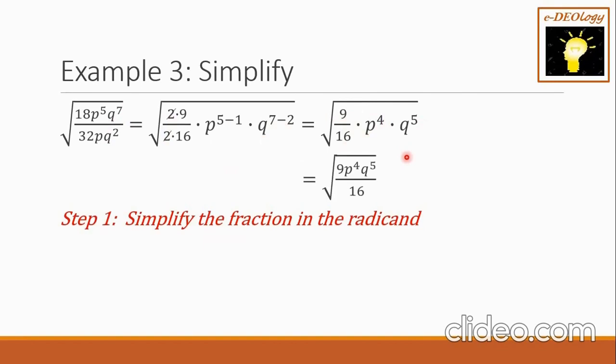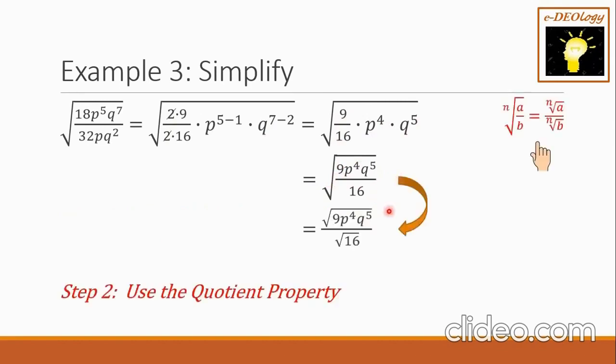And from here, we're going to combine the 9, the p raised to 4, and the q raised to 5 in the numerator. So on this line, we have the square root of this fraction. The numerator is 9p raised to 4, q raised to 5, all over 16. We are now in step 2, where we're going to apply the quotient property. It means we're going to distribute this radical sign to the numerator and to the denominator.